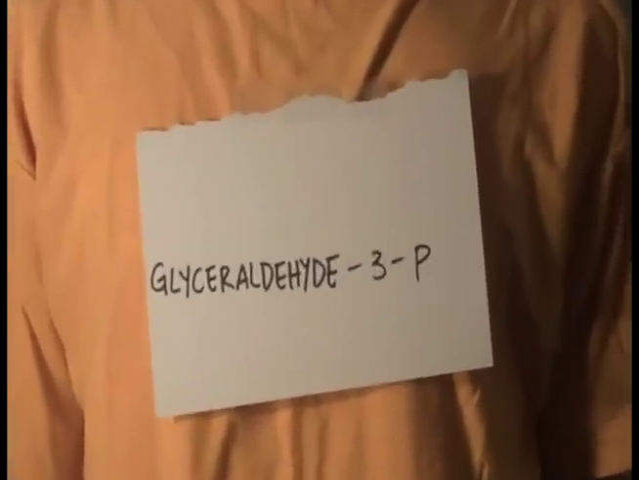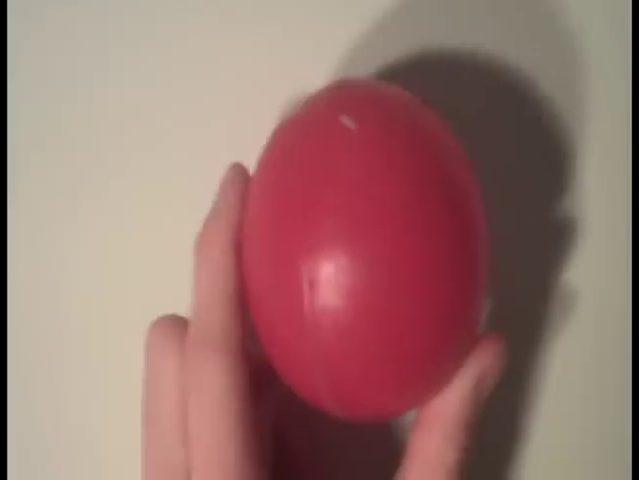Step 6. In step 6, the 2 molecules of glyceraldehyde 3-phosphate from the preparatory phase gain phosphate groups and are oxidized, forming 2 molecules of NADH and hydrogen. Glyceraldehyde 3-phosphate. Oxygen.